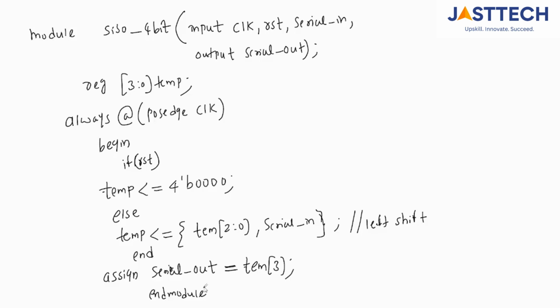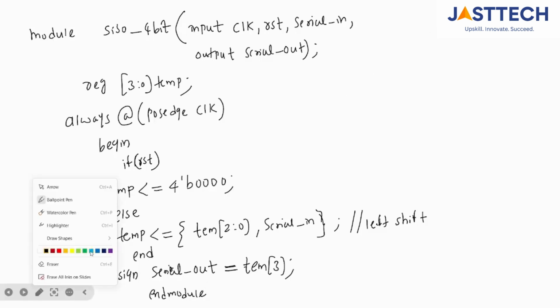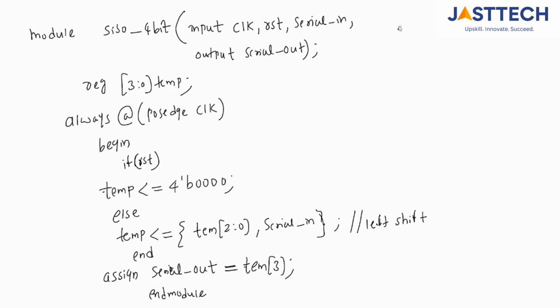If it is right shift, what will be the change? Suppose it is right shift, what you are doing? So 3, 2, 1, 0. This is the MSB bit. This is the LSB bit. First, initially all the registers are 0 only. At the first clock pulse you are inserting one bit from the left, serial underscore in 0, 0, 0.